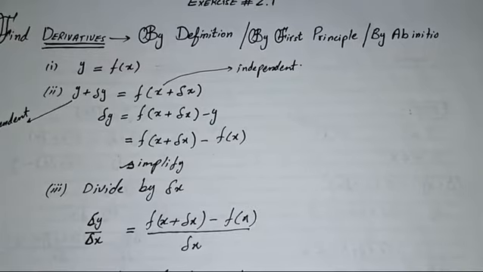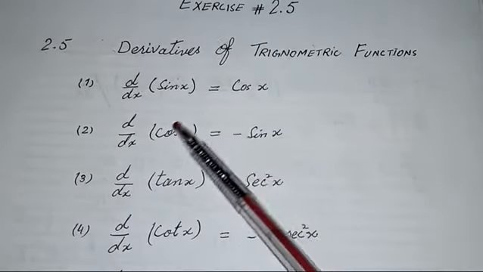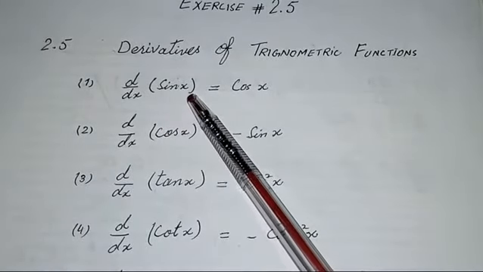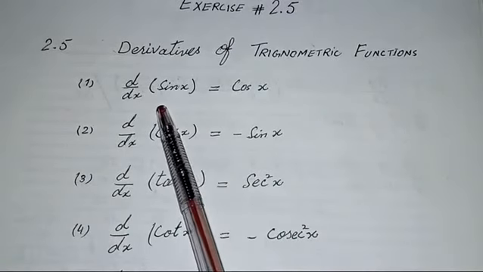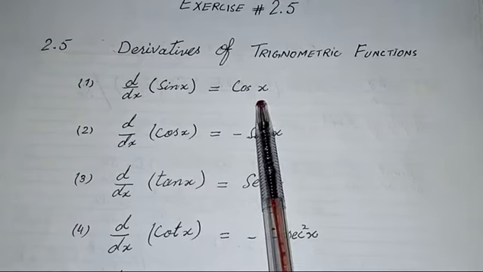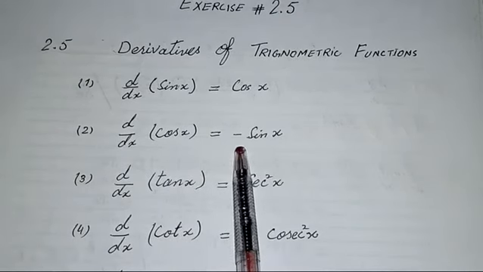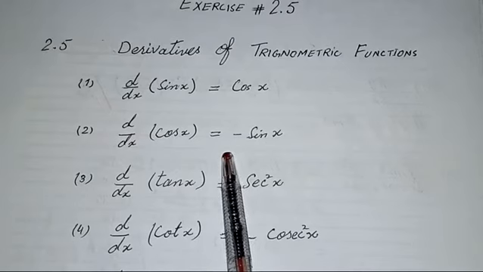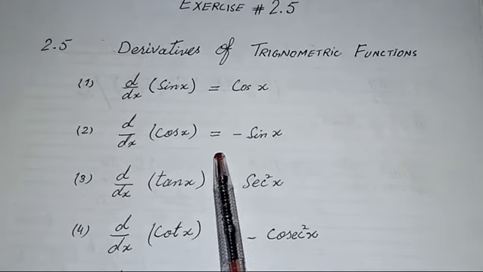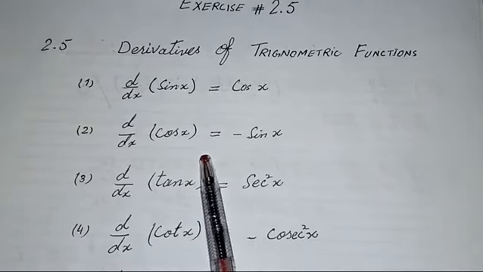given function. These are the derivatives of some important trigonometric functions. You must memorize these. The derivative of sin x is cos x, the derivative of cos x is minus sin x. These are frequently used, so you must learn all of these. Just like formulas, you learn them because they are frequently used while taking derivatives.